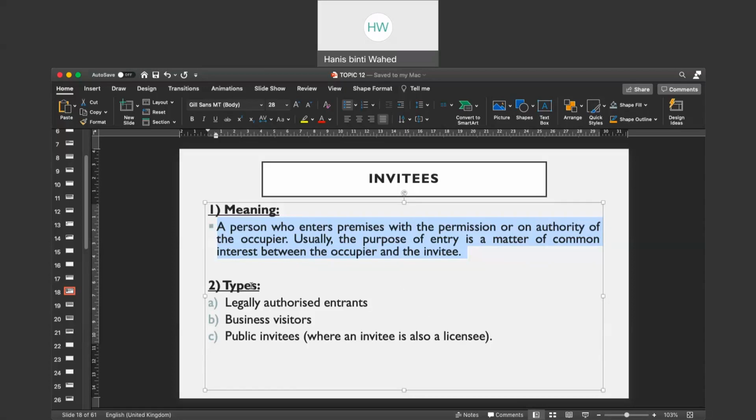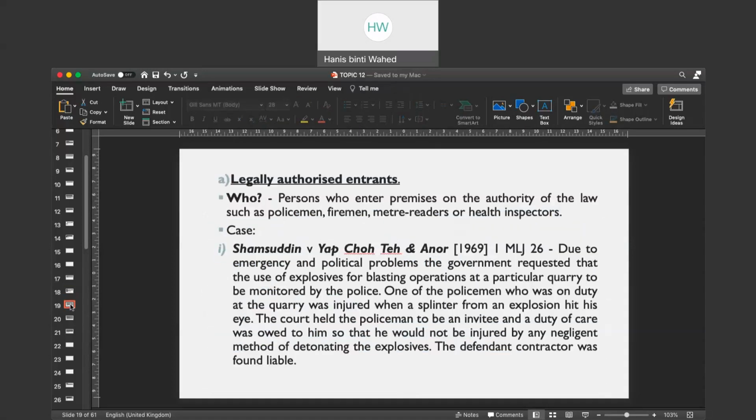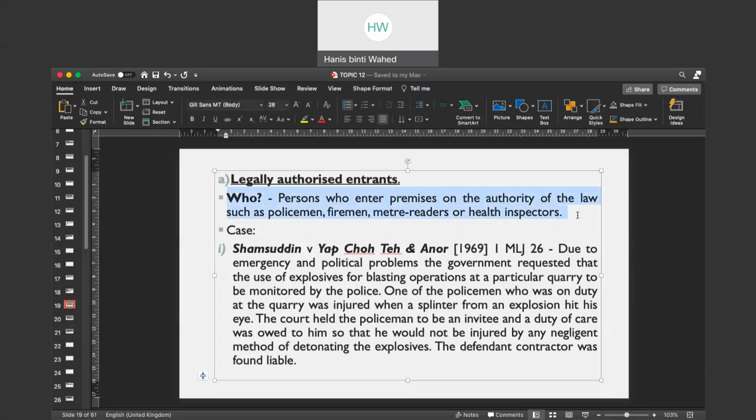And then we can further divide invitees into three categories. We have legally authorized entrants, business visitors, and also public invitees. Okay. First, legally authorized entrants. Who? They are the person who enter premises on the authority of the law, such as policemen, firemen, meter readers, or health inspectors. Yeah. So they are the person who enter premise with the authority of the law.